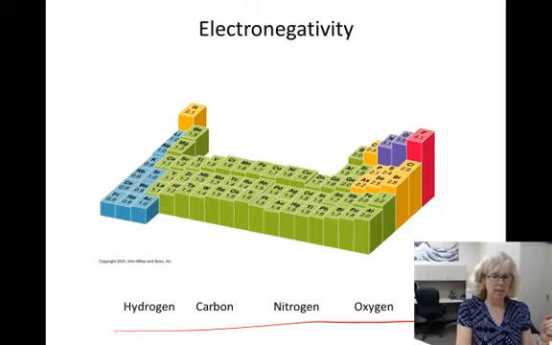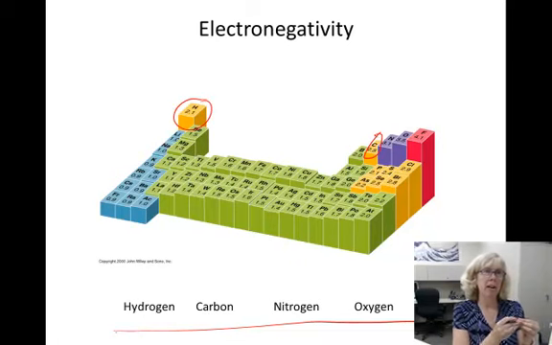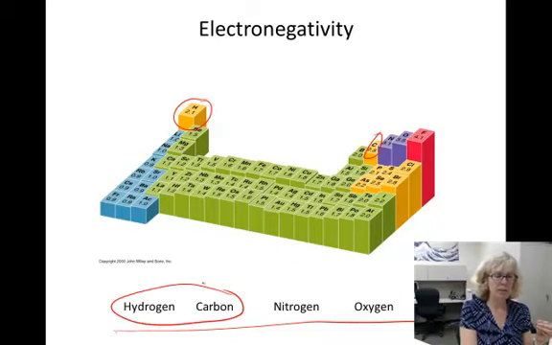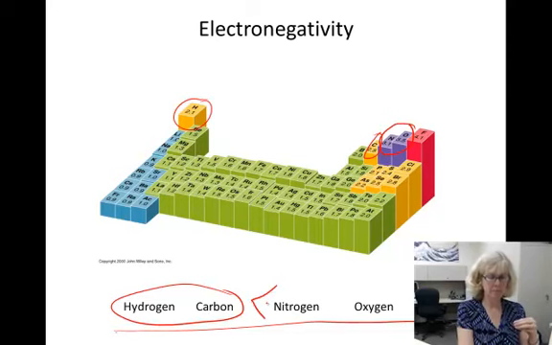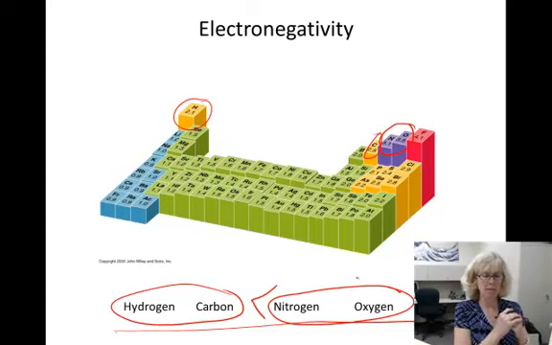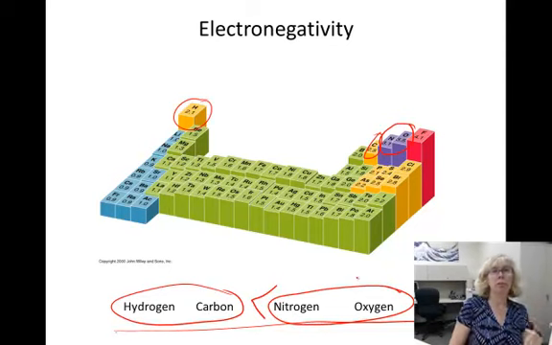You can see that of hydrogen, carbon, nitrogen, and oxygen, hydrogen and carbon have very similar electronegativity and so are considered to be equally electronegative, whereas nitrogen and oxygen are more electronegative than hydrogen and carbon. If you can keep track of those 4 elements, you'll be doing pretty well in terms of electronegativity.